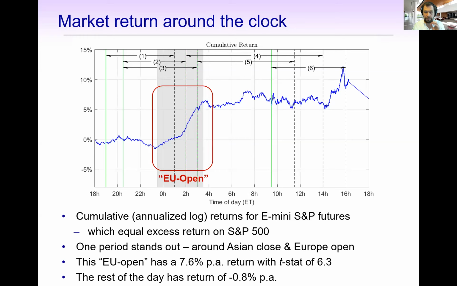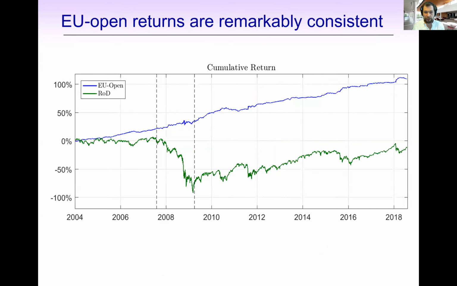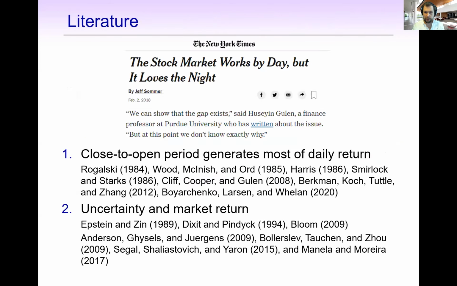So we will zero in on this 4-hour period, which we call EU Open, and try to understand what's going on. EU Open returns have a t-statistic of 6.3, and I don't think I comprehended what a t-statistic of 6.3 means until I saw this figure. So the blue line shows how cumulative returns for EU Open accumulate during the sample period, and it's almost a straight line, and it's even hard to see this jiggle around the financial crisis. So EU Open returns are remarkably consistent.